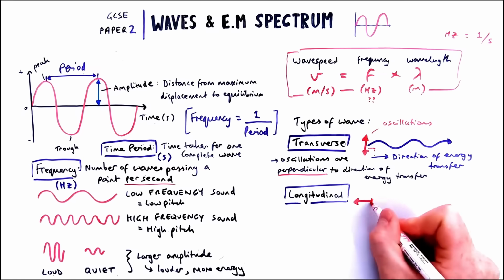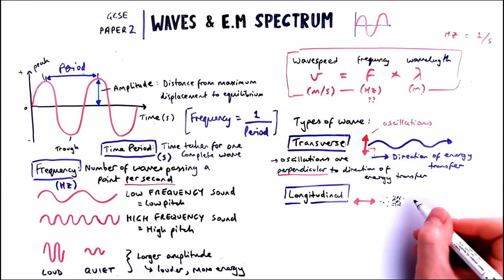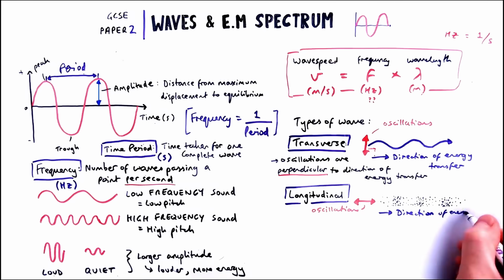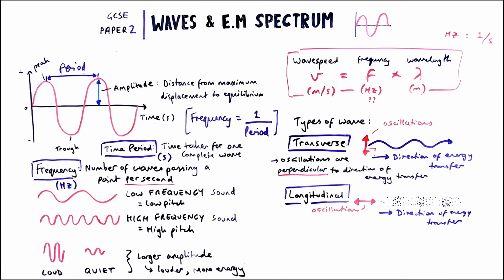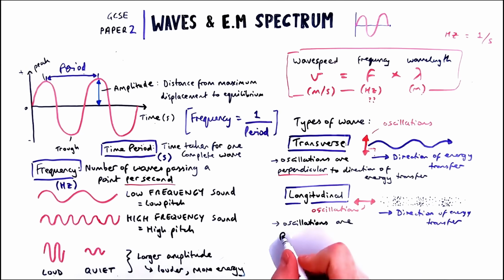For a longitudinal wave, if I draw the oscillations as going left to right, the wave will still go in the left to right direction. So what we'd say is that the oscillations are parallel to the direction of energy transfer. You could also say the oscillations are in the same direction as the energy transfer of the wave.